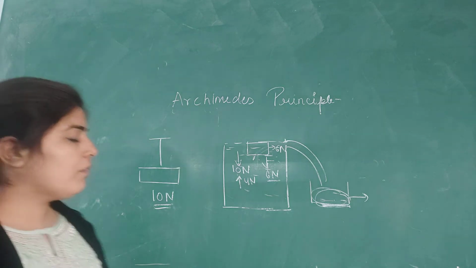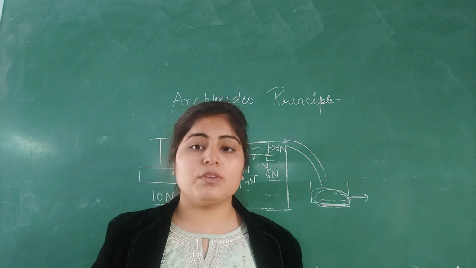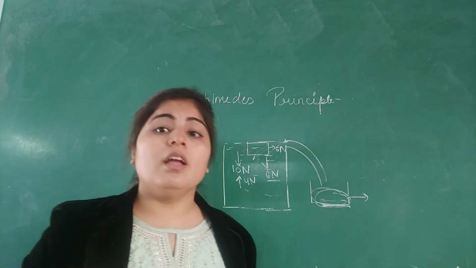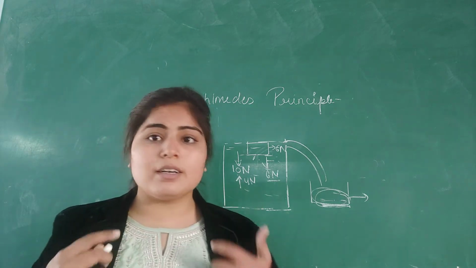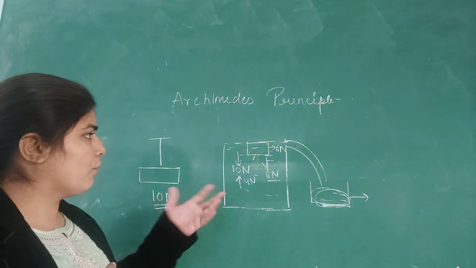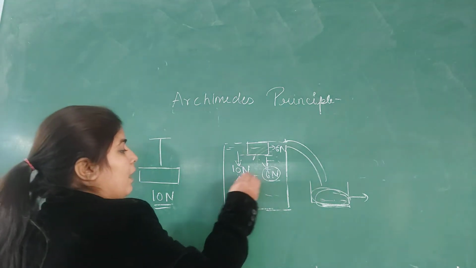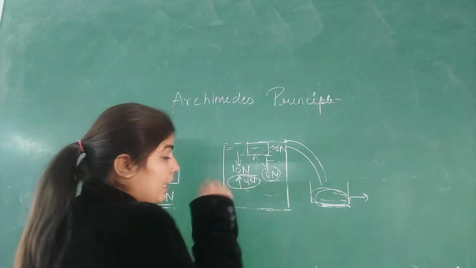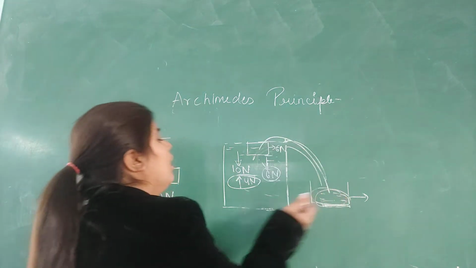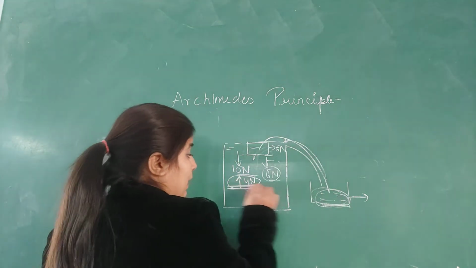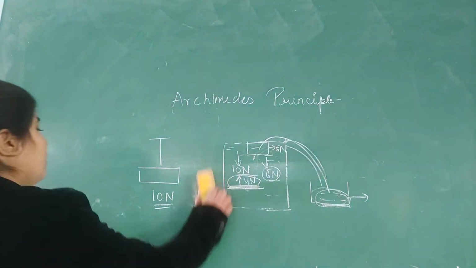Whenever any object is immersed inside the liquid, it will lose some weight. Why? Due to the buoyant force. It is acting upward, weight is acting downward, so the resultant of these two forces will decrease. Of course, it will be 6 Newton, suppose. So here the buoyant force is 4 Newton, and it has been observed that the weight of the liquid displaced by the object is equal to the buoyant force. But we will discuss it in detail.